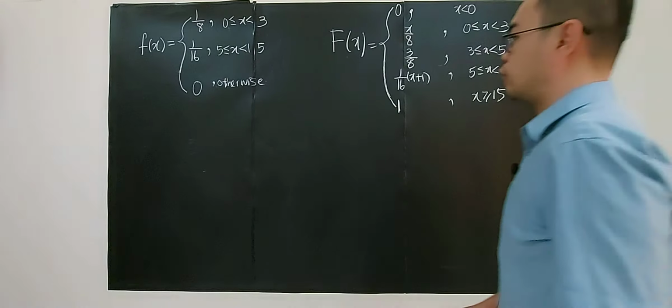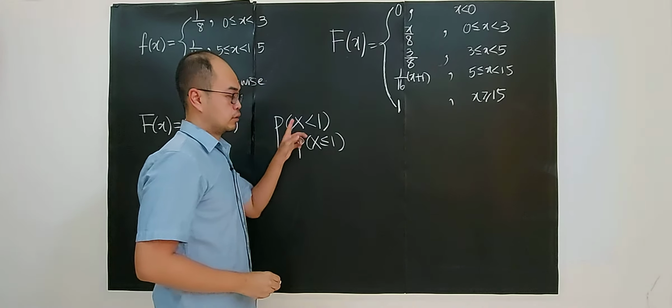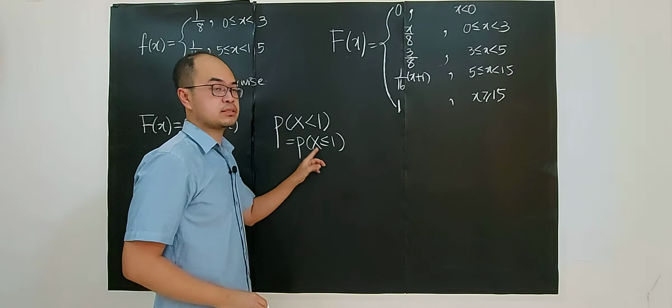So if x less than 1, it's actually the same, because this is continuous, remember that. So then we can apply this rule here, X less than or equal to x. So I can rewrite this to be capital letter F(1), the cumulative distribution function at the value 1.